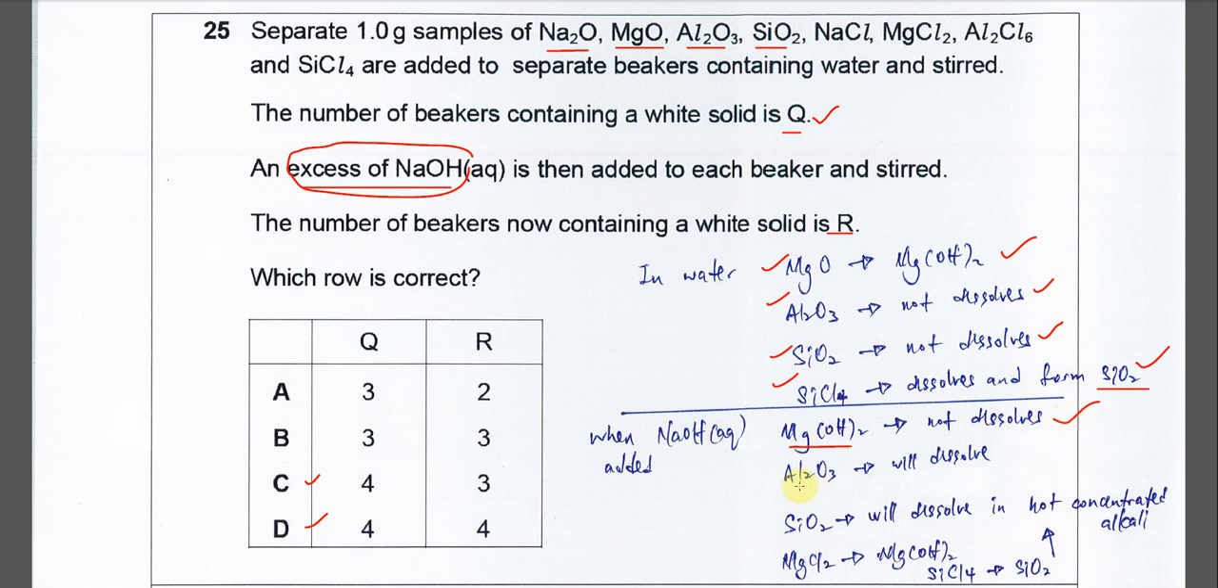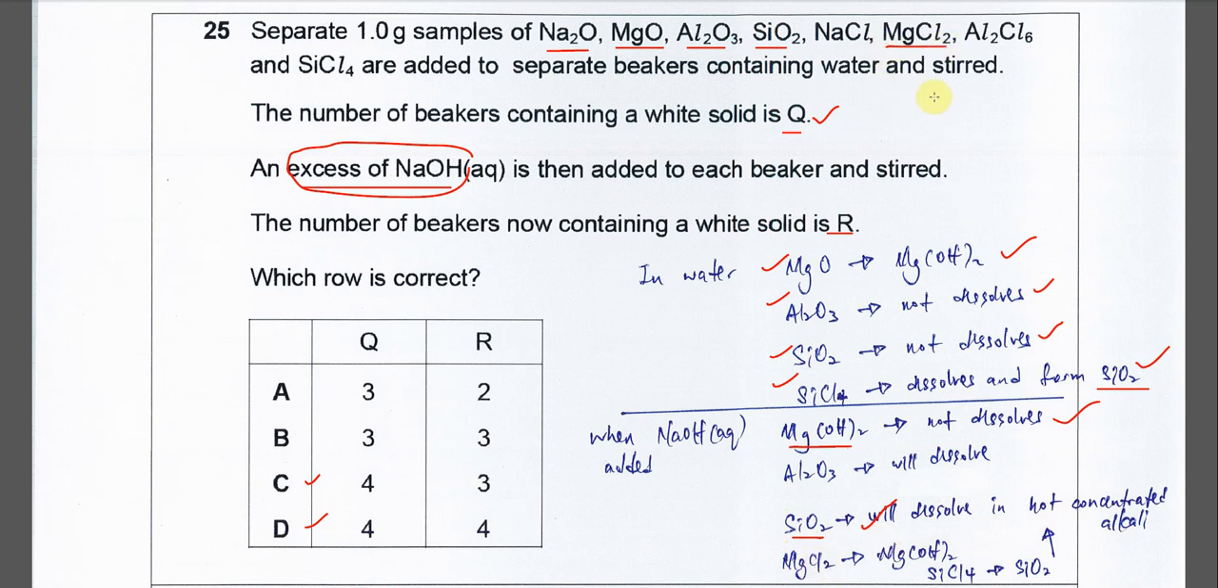The aluminium oxide will dissolve in the sodium hydroxide. So therefore you will not really see the white precipitate. For the SiO2, it will dissolve only in hot concentrated alkaline. So it means you still see the white precipitate or white solids there. This one, white solid is there.